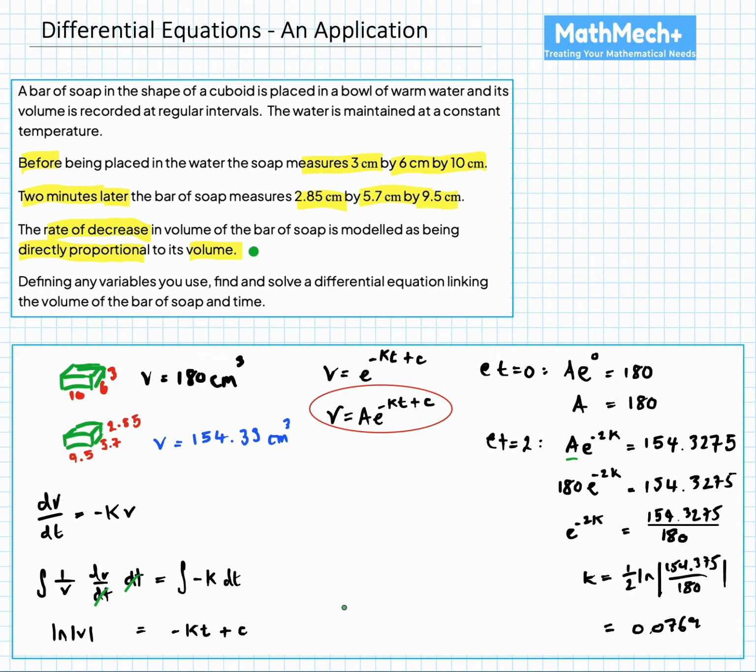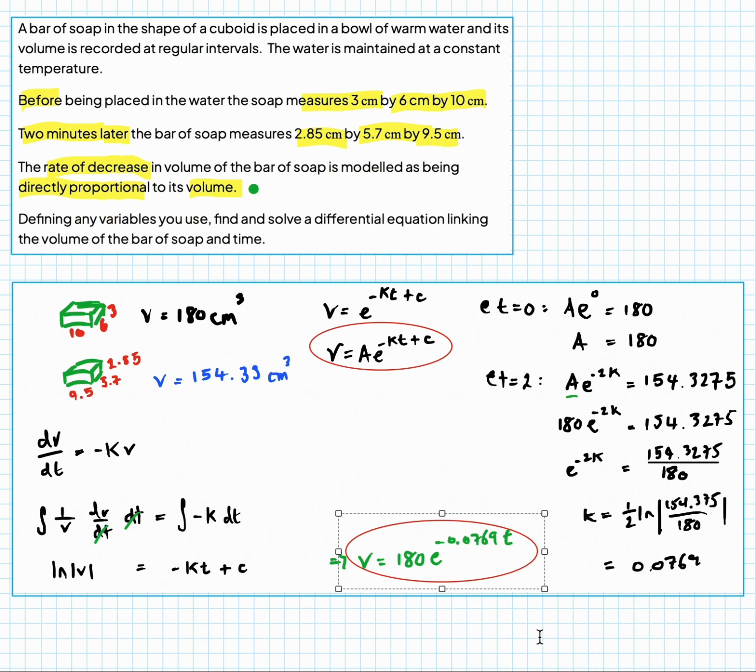So V is equal to 180 e to the minus 0.0769 t. You'll see it's a negative exponential, and as you increase t, this is a little thought experiment here, but if you increase t and kept going, like t is 10, t is 20, as time runs on, it's decreasing, it's reducing here.